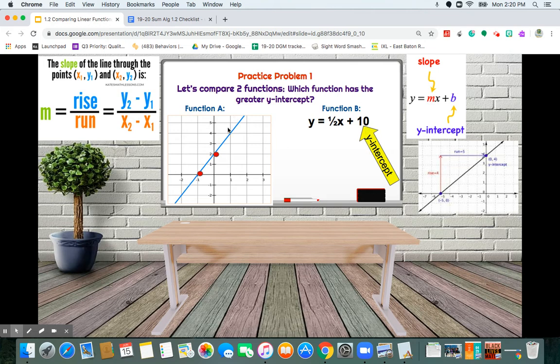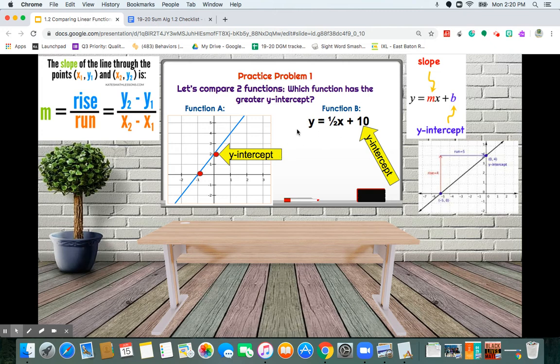When given the graph of a line, you can still easily find the y-intercept. You're just looking for the point where the line crosses the y-axis. So where does this line cross the y-axis? If you said 2, you are correct. So which function has the greater y-intercept? Which function has a y-intercept that is larger?